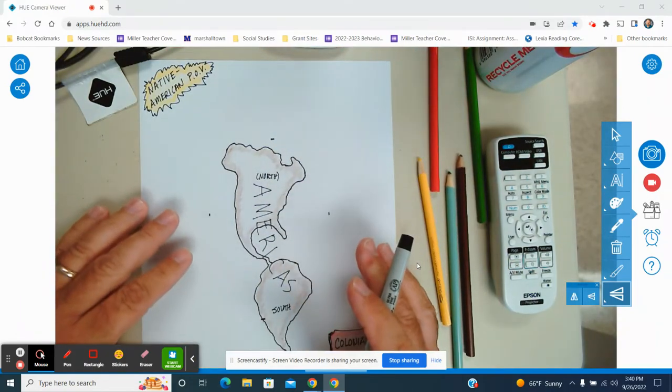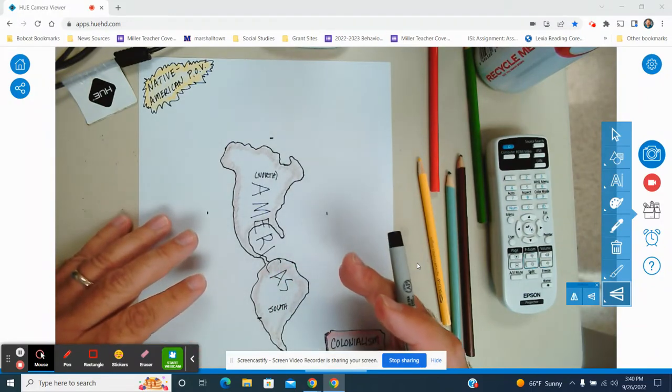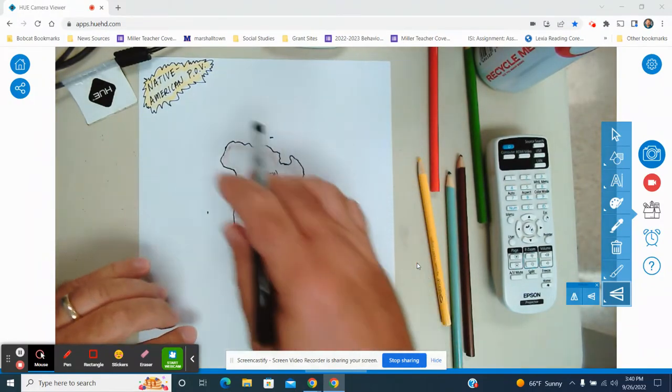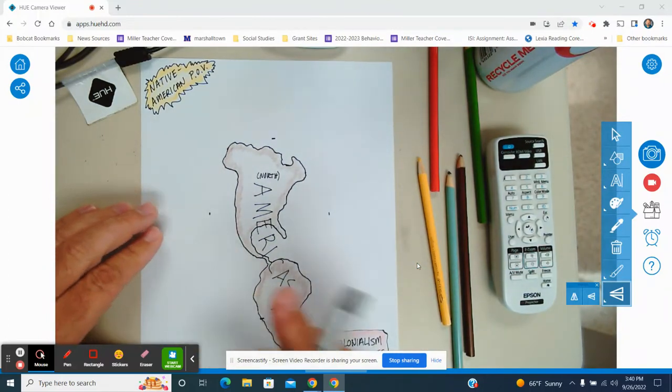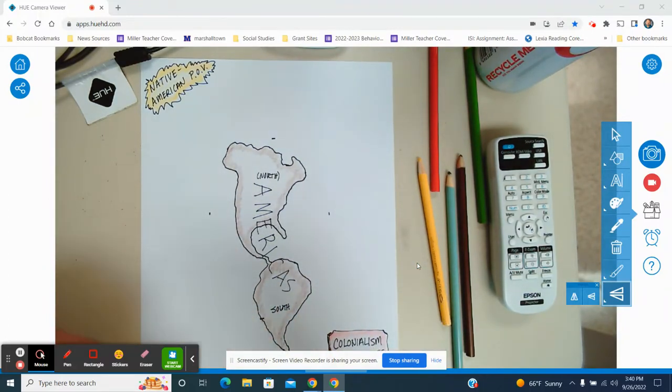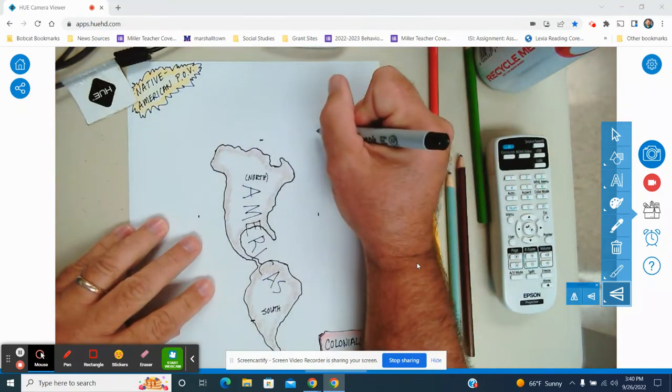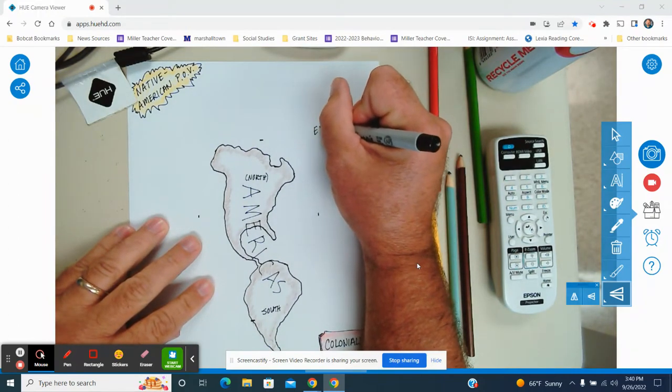And another point of view we're going to talk about is called the European point of view. And you notice I'm spacing these things out because I'm going to write some stuff underneath them, and I've got to make sure I have lots of room. So another point of view is something called the European point of view.